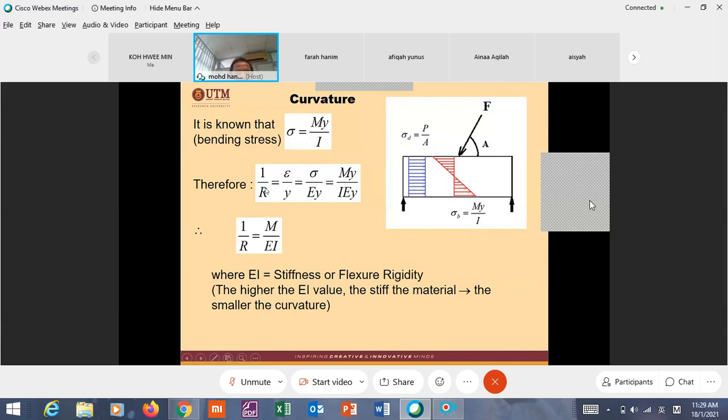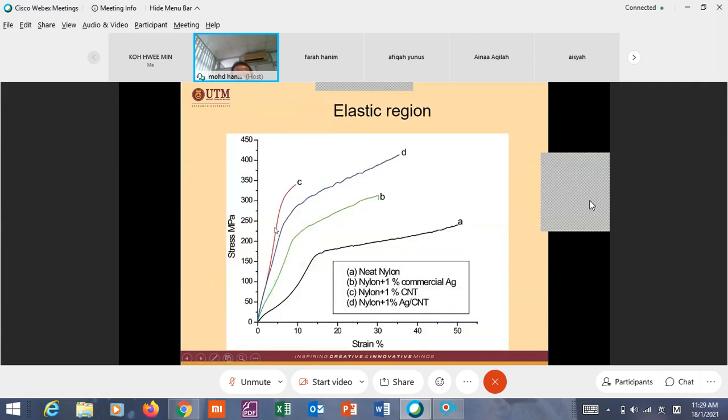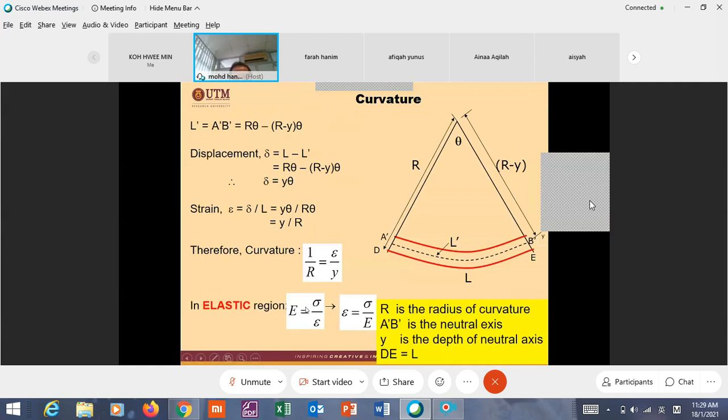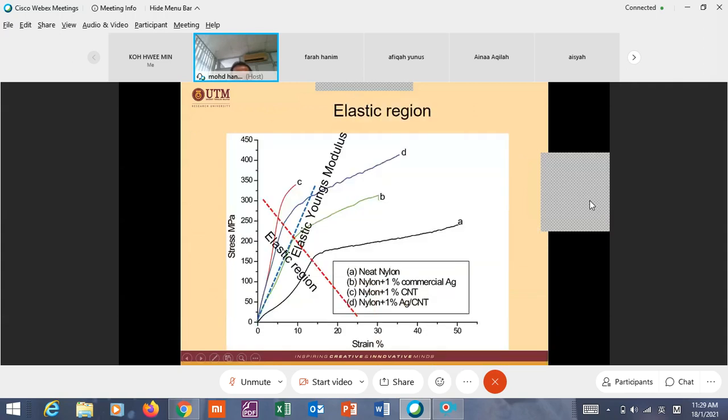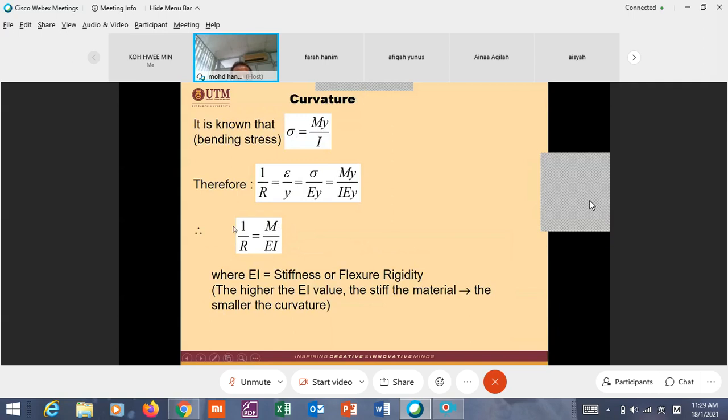So using this equation, therefore 1 over R equal to E over Y epsilon equal to sigma over EY equal to My over EI Y. Okay. So therefore 1 over R equal to M over EI. So now, which means we combine 1 over R, E and Y with the bending stress formula, and this is the result. So this is the derivation.